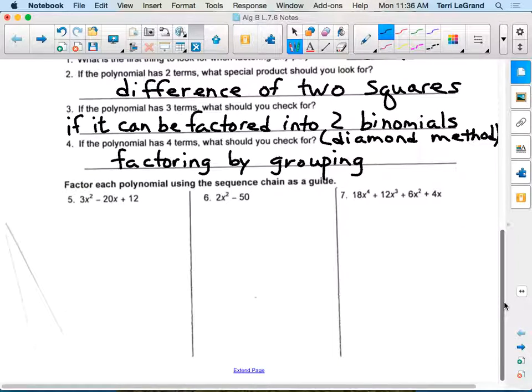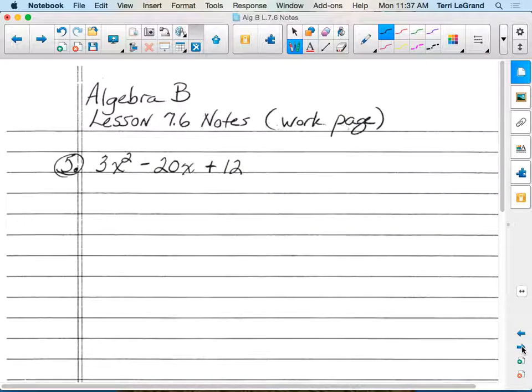Okay, so we have 3 of them that we're going to practice here. And we're going to run through this sequence. We're going to first check for GCF, and then we're going to ask ourselves, is it a 2-term, a 3-term, or a 4-term polynomial that I have left? And can I factor it? So we're going to go to the work page. So let's go to the next page that I gave you.